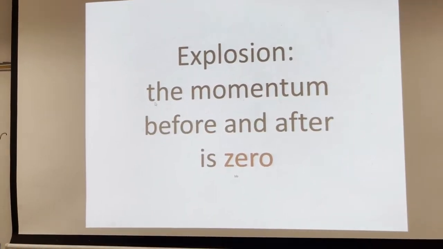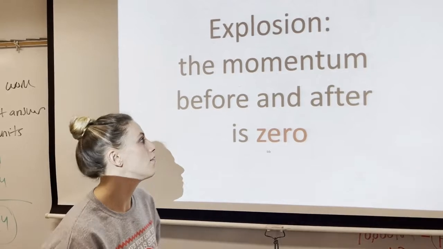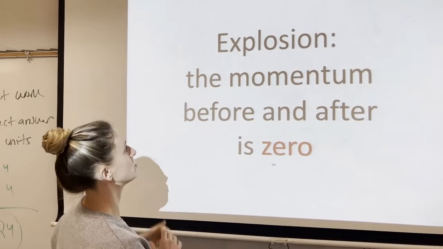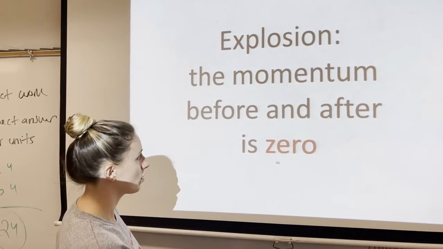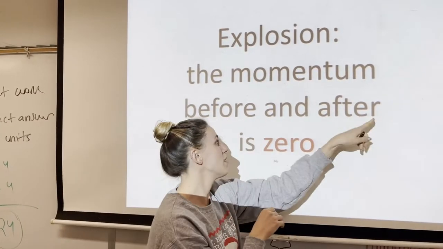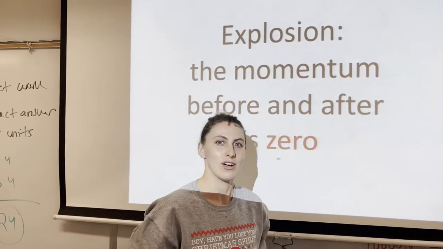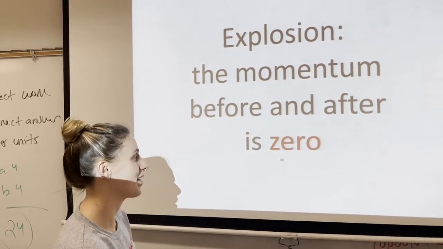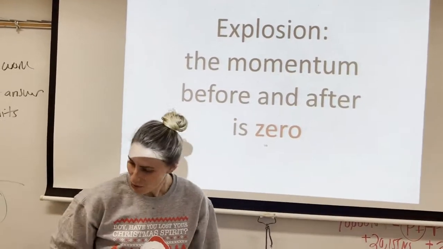Okay, an explosion. So there are different types of examples of momentum problems. The first one we're going to talk about is an explosion. In an explosion, the momentum before and the momentum after is equal to 0. But in an explosion, don't things go flying? They do go flying. I wonder if we could have an explosion here in the classroom.